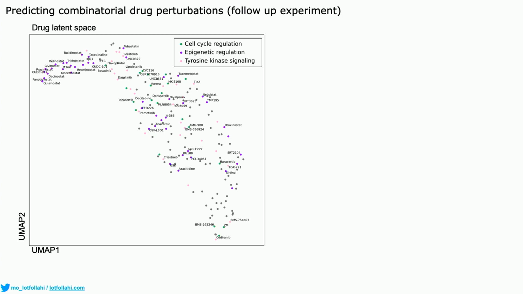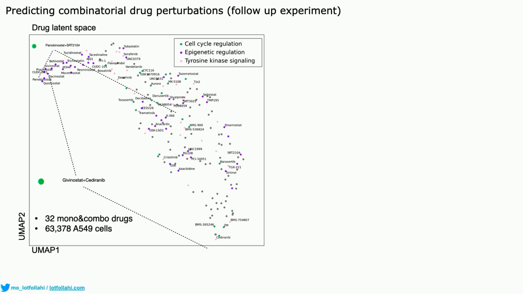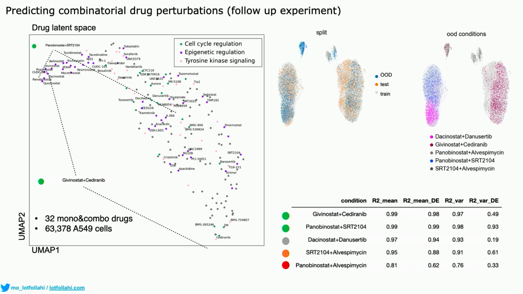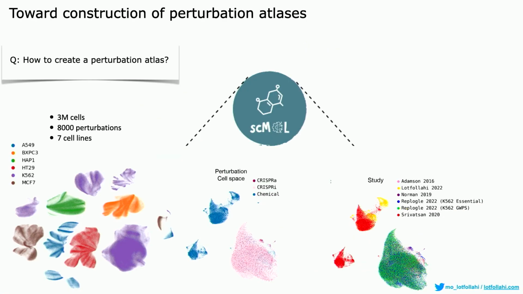And so what we did in this example, so this was an A549 cell, in this scenario, we wanted to use the pre-trained model and the map that we have to design a second experiment, but with a combinatorial perturbation, so combinatorial drugs. So we used this map to select 32 mono and combinatorial drugs and then fine-tune the model. And so long story short, we show that if you fine-tune, the model is able to predict the combinatorial response of drugs without actually seeing them.